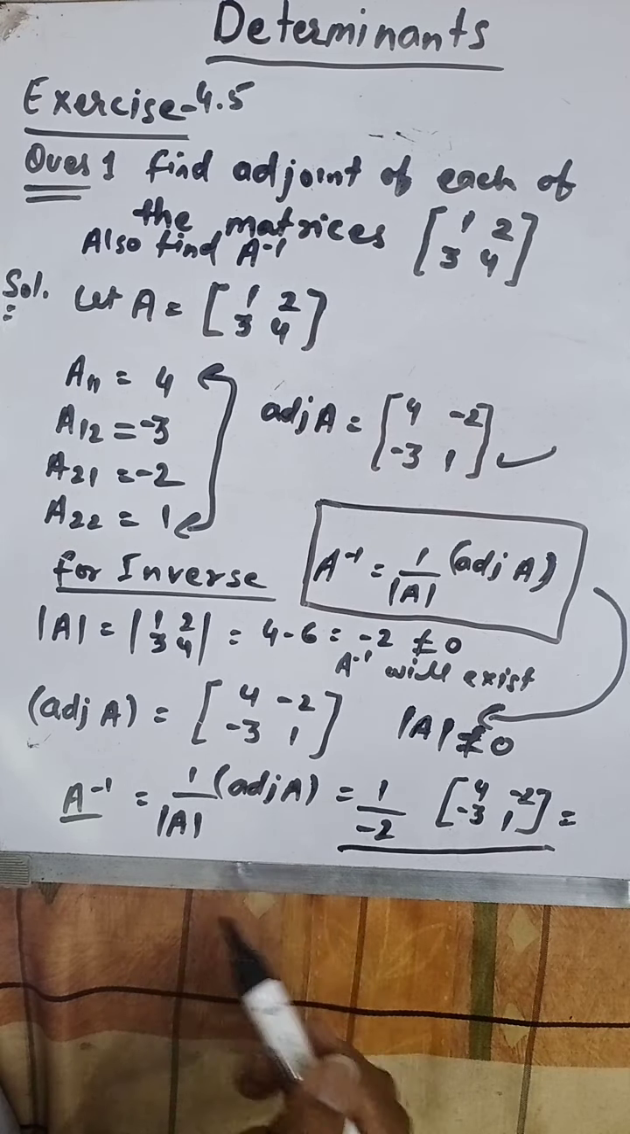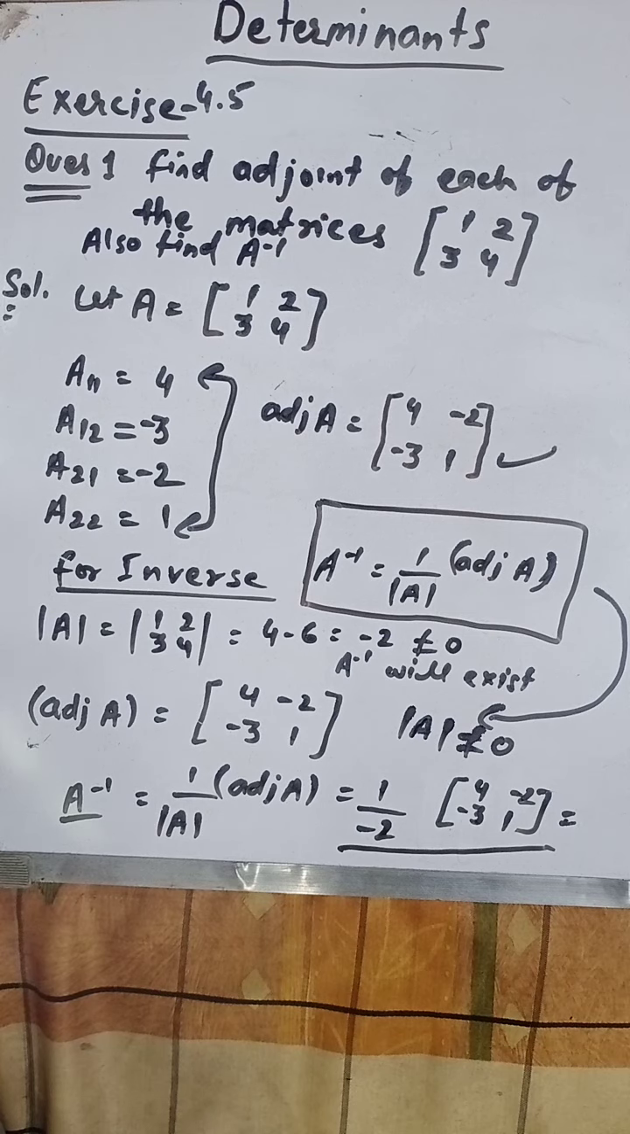Got it? So this is how we can find the inverse and adjoint of any matrix whose order is 2 by 2. Fine. In the next video, we will find the adjoint of any matrix and the inverse of any matrix whose order is 3 by 3. Okay, bye bye.